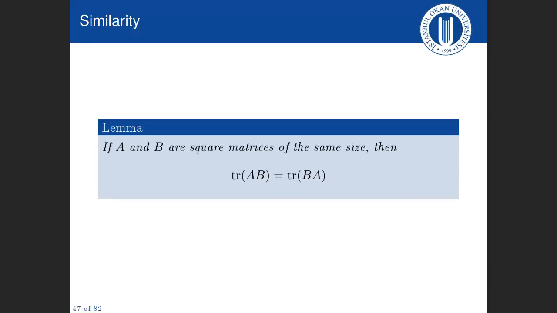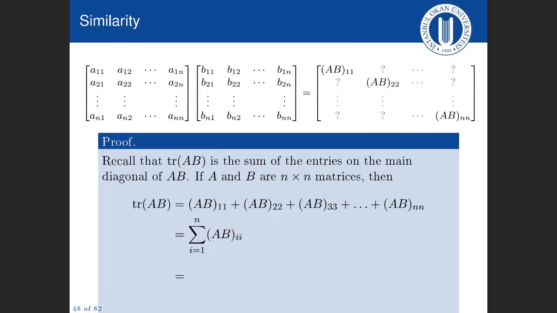I need a lemma, a small theorem. If A and B are square matrices of the same size, then the trace of AB is equal to the trace of BA. These don't need to be similar matrices, these are just any square matrices of the same size. Then the trace of AB is the same as the trace of BA. Let's prove this. First of all, what does trace mean?